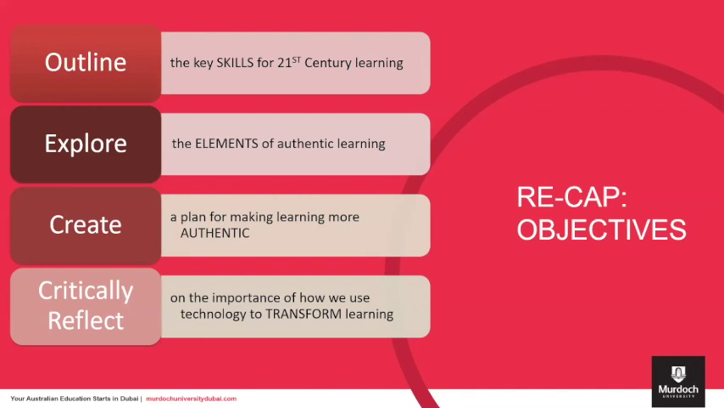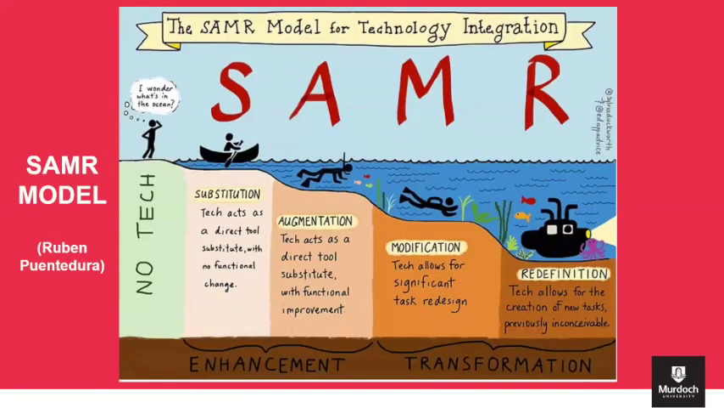You've all started looking at creating a plan for making learning more authentic, and we've touched on the importance of using technology to transform learning, but I'd like to let us reflect a little bit more on that idea of transforming learning via technology. So I just wanted to highlight quickly something some of you are no doubt familiar with, but I know many people have never heard of it, and that is what is known as the SAMR model by Ruben Puentedura.